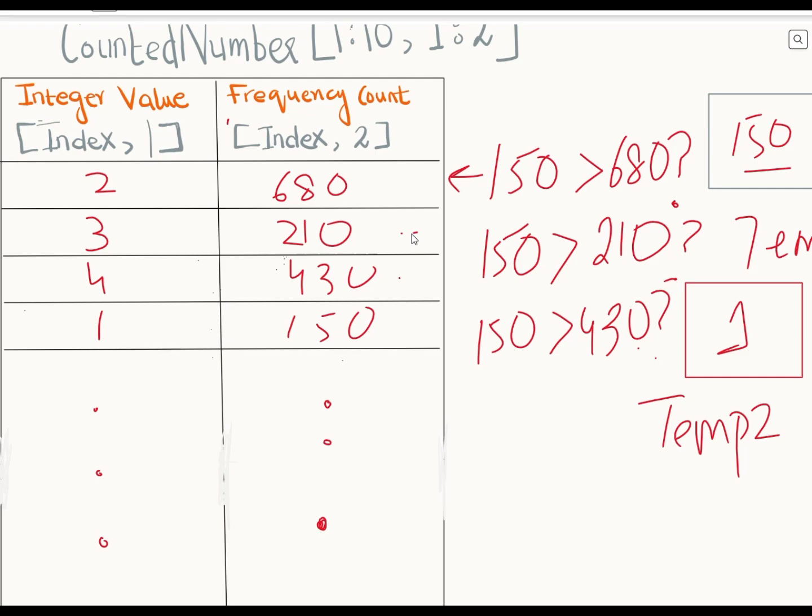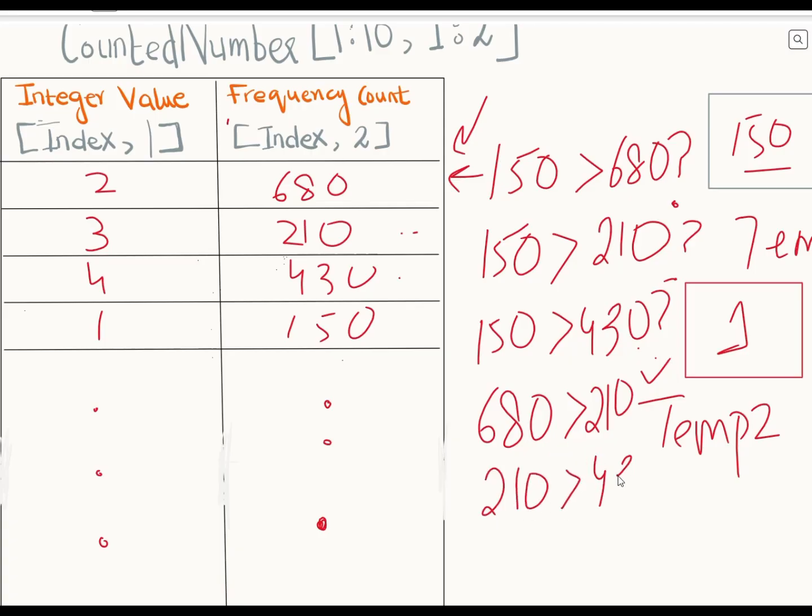So this loop will run over again from the very start. It's going to compare again. Is 680 greater than 210? Yeah. So it won't swap it. Then it's going to check the next set of values, 210 and 430. Is 210 greater than 430? No. Then it's going to swap.